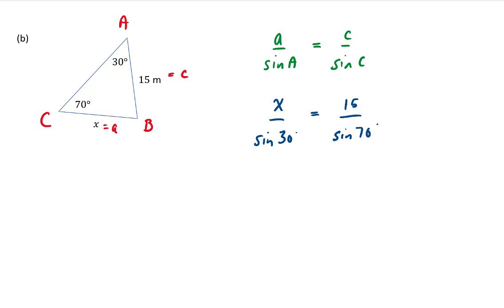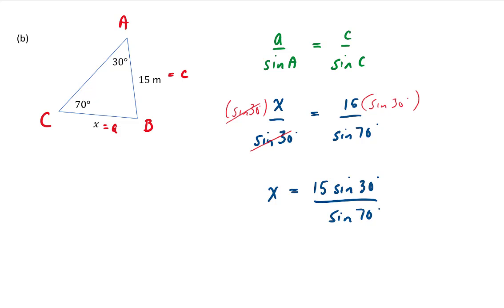Same as before, we're going to multiply both sides by sine of 30, which means these cancel each other out. And we're left with x is equal to 15 sine of 30 over sine of 70. All we need to do is type that into our calculator. I end up with 7.98, which rounds up to approximately 8.0 meters.